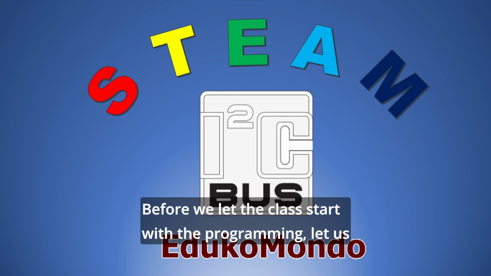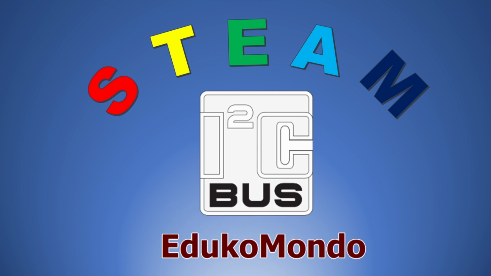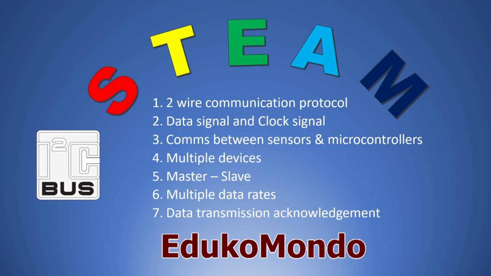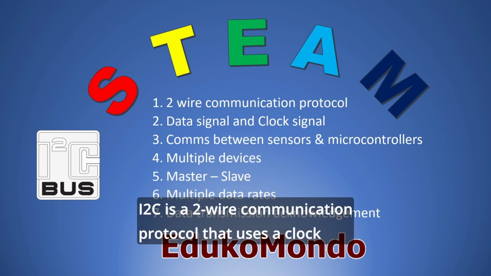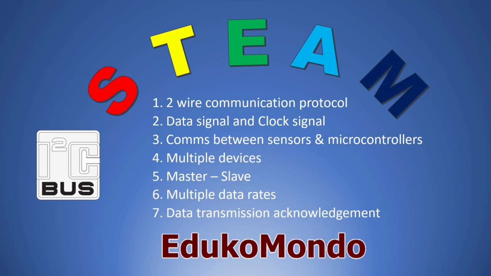Before we let the class start with the programming, let us explain the origin and advantages of the I2C protocol. Let's take a look at our slide. So, I2C is a two-wire communication protocol that uses a clock signal and a data signal, hence the two wires that we need to connect.